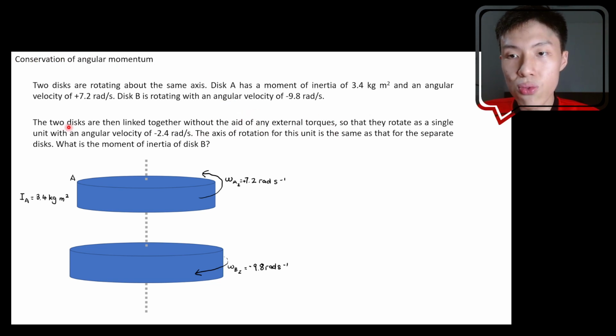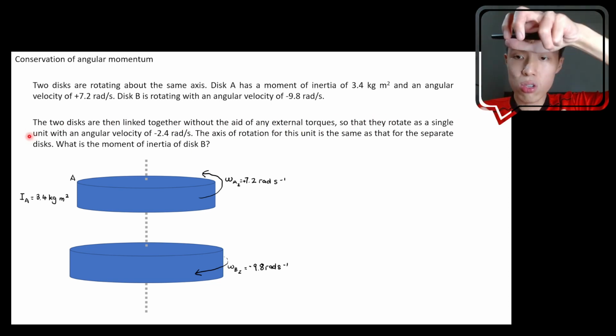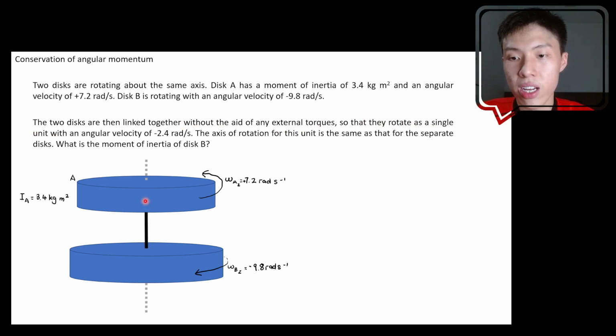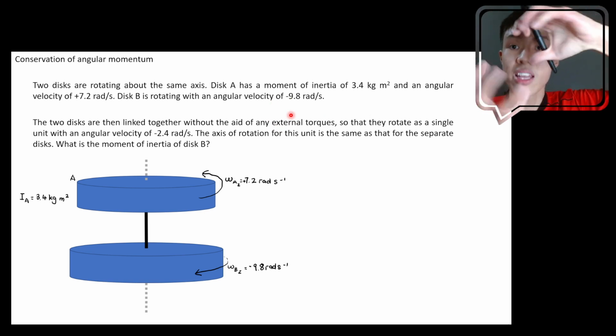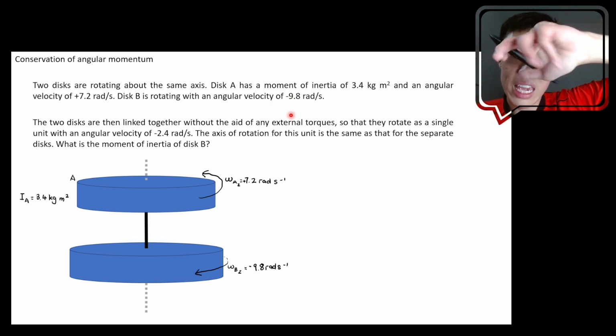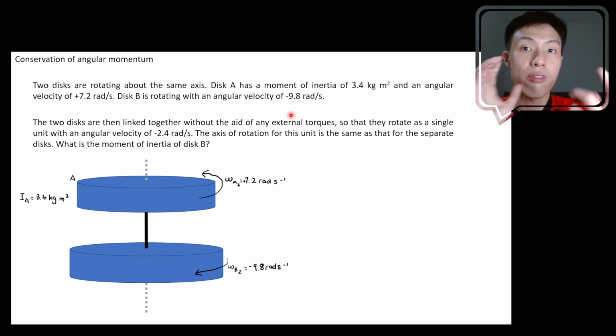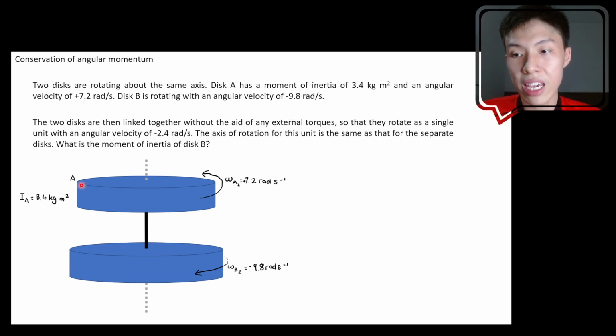These two disks are then linked together so that they rotate as a single unit. So you do something to make these two disks click together. You can either combine them together, or you can use a rod, something like an axle, to connect these two disks together. Whatever method, they didn't mention the method, you just combine them so that they rotate as a single unit. So A and B will be rotating at the same angular velocity after they connect together. If you link together already, you have to rotate together. So the final angular velocity should be the same for A and B.